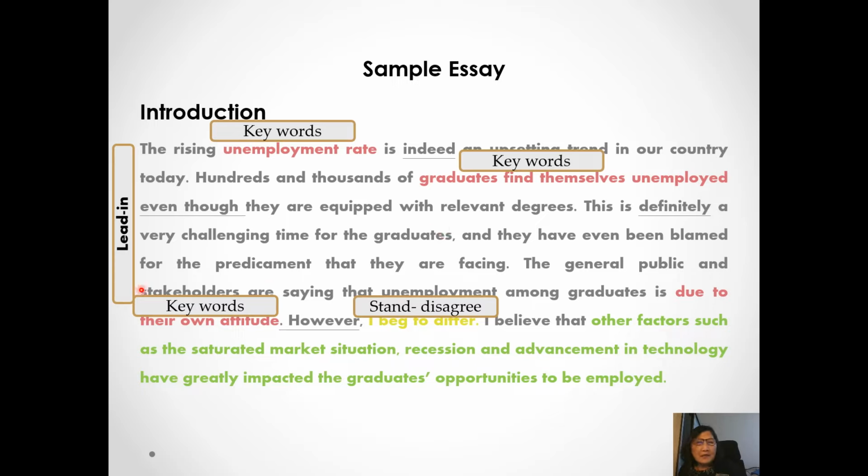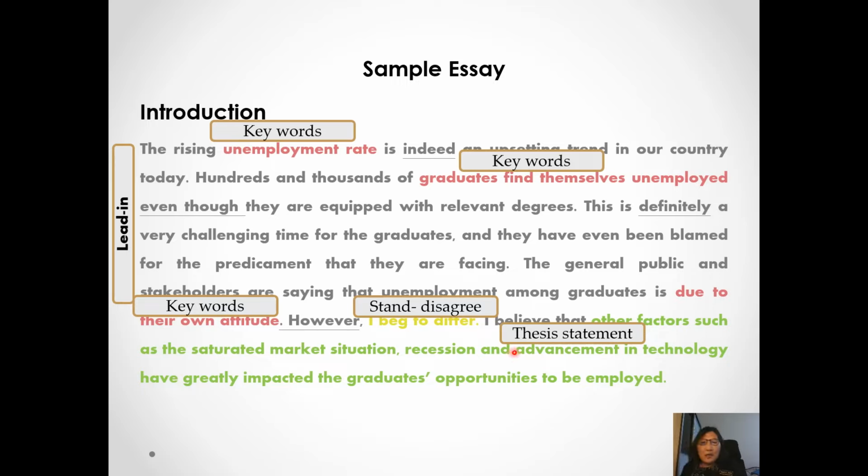After the lead-in sentences, I put in the second component, that is the stand. Since I disagree with the statement, I said I beg to differ. That is one way of saying that I disagree with the statement. And since I disagree, I have to provide a thesis statement to support my opinion. So I start off by saying I believe that other factors such as the saturated market situation, recession, and advancement in technology have greatly impacted the graduates' opportunities to be employed.